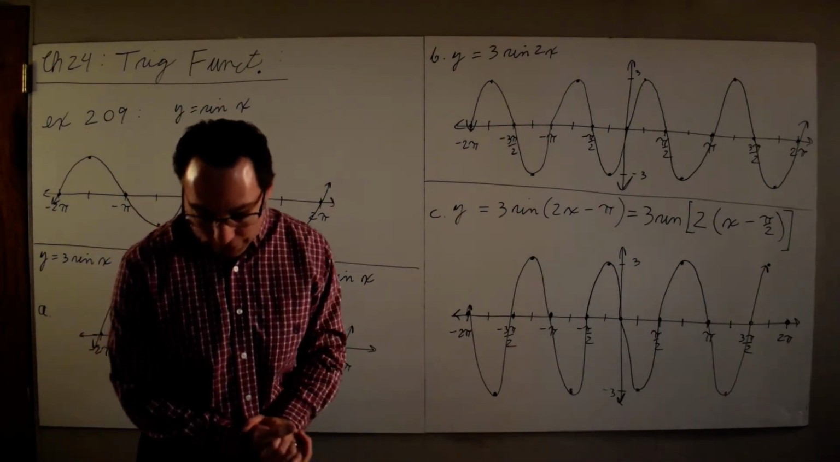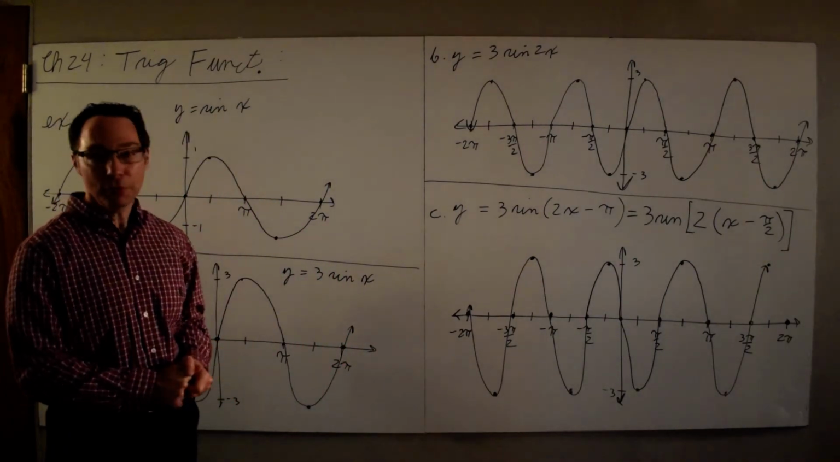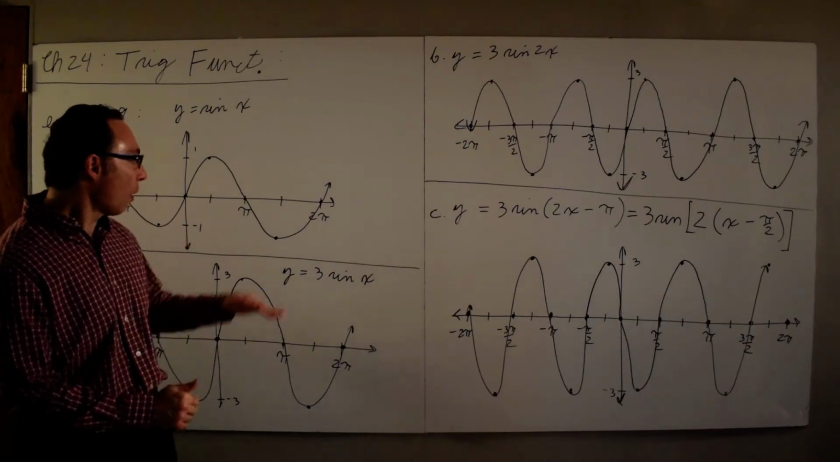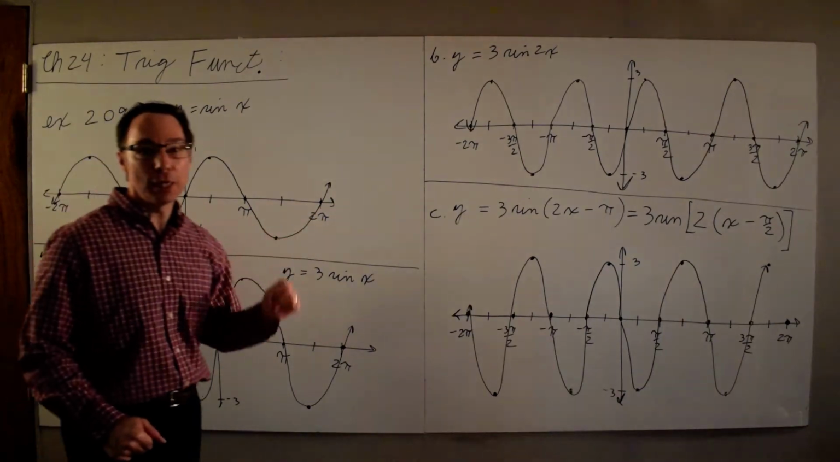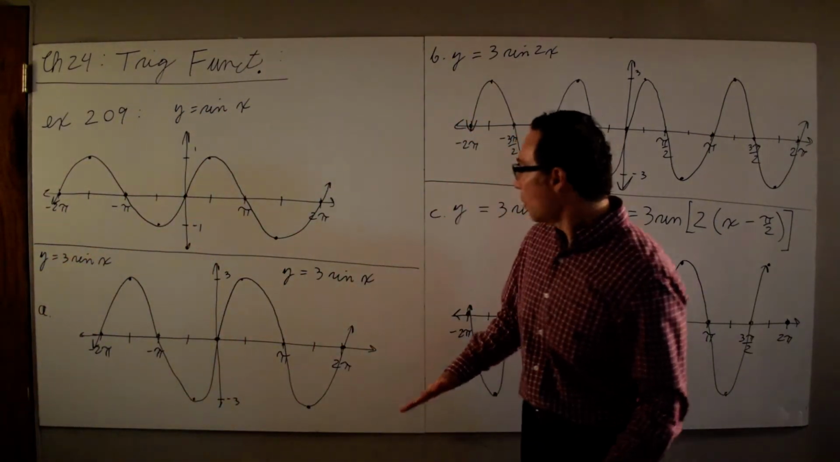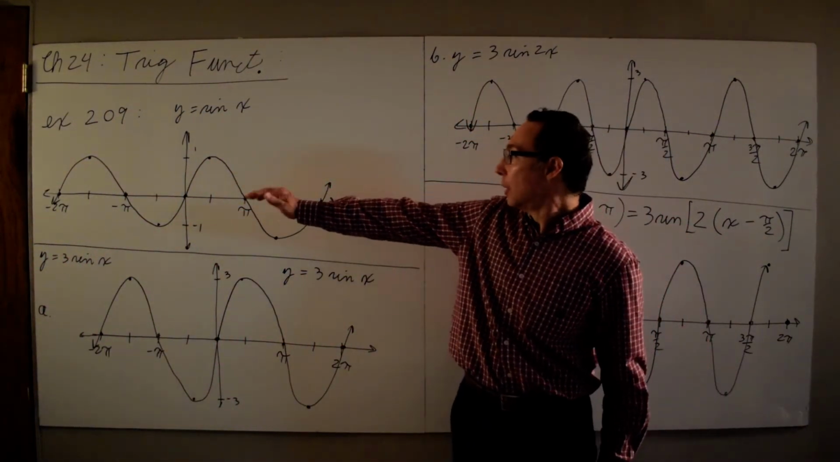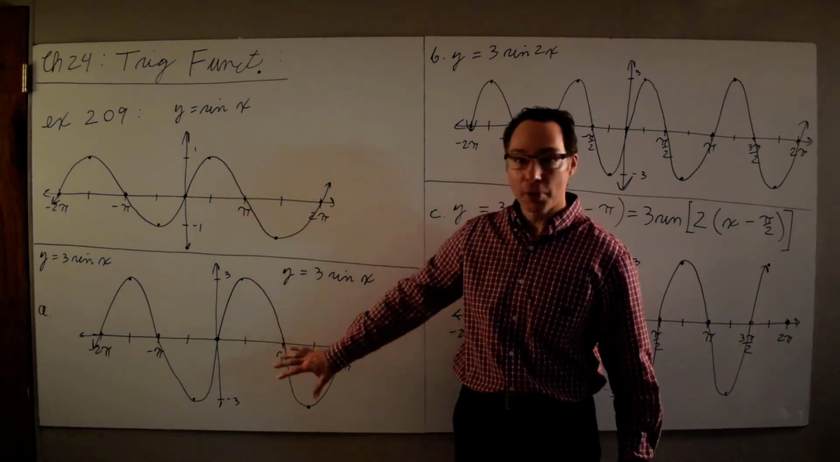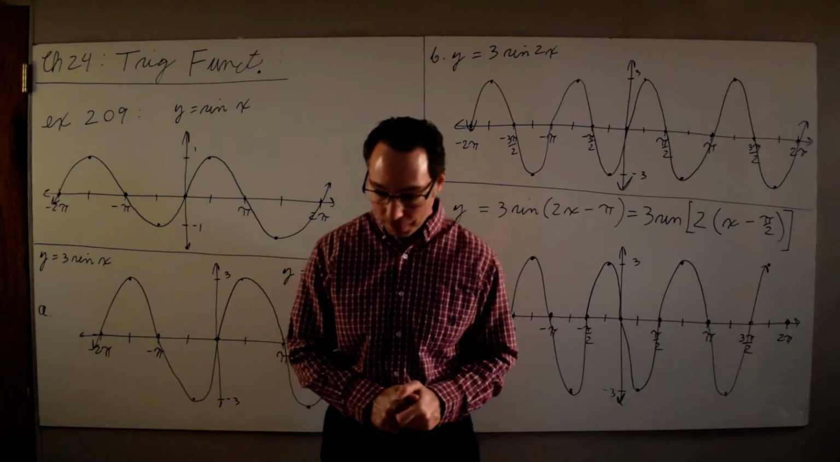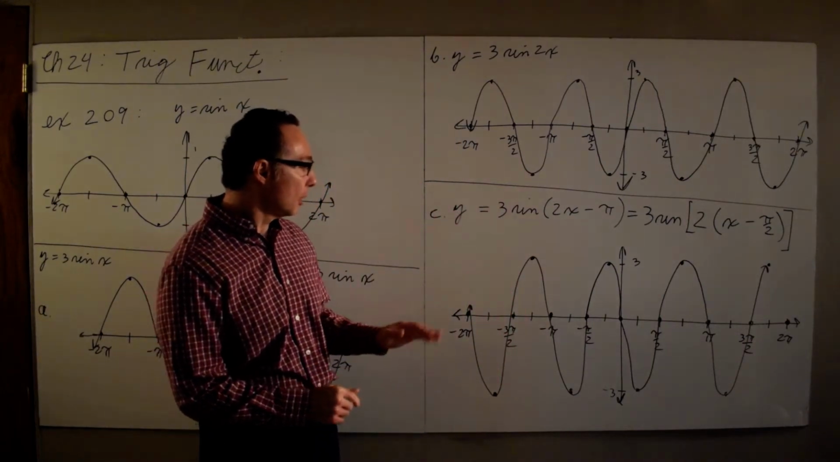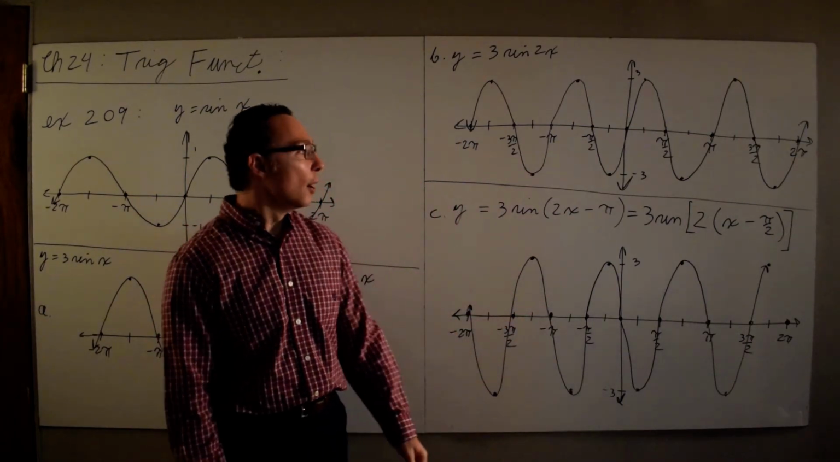And then finally, the average value of f is d. In all 4 of these examples, all 4 of these graphs, d is 0. So we did not have a vertical shift here. We did not shift this graph up or down in any of these. If you shift it up or down, that vertical shift is going to be the average value of the function.